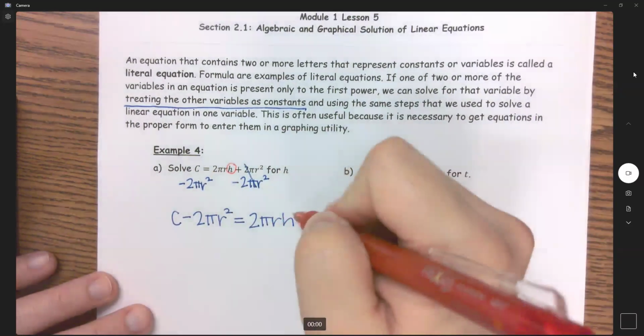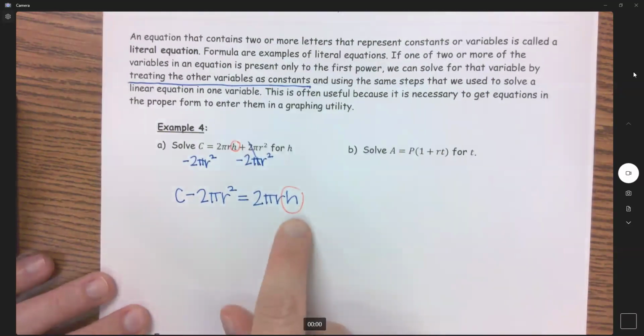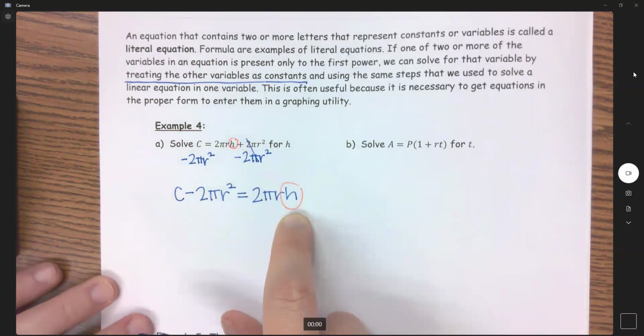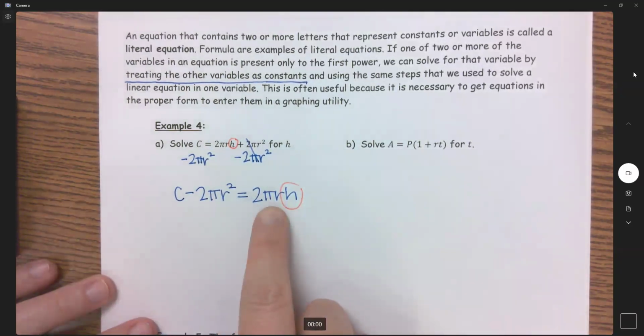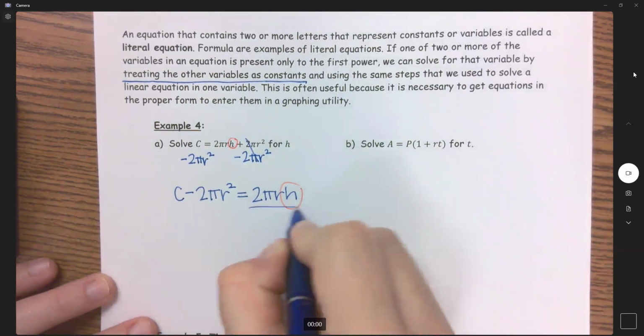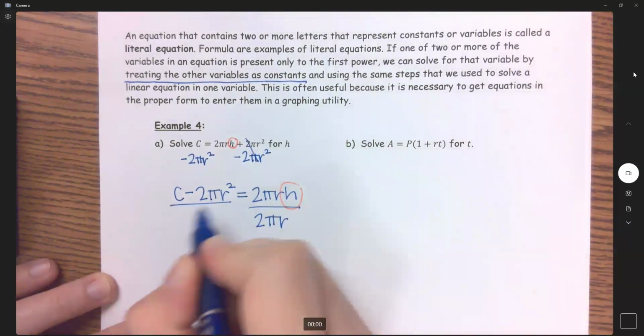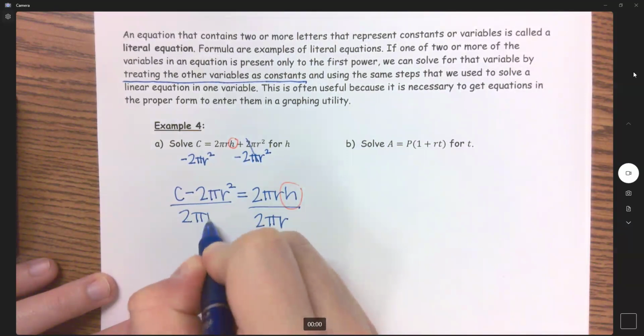Right, I am still solving for this variable here. So what is happening between this variable that I'm solving for and 2 pi r? Those are all being multiplied together. So the opposite of multiplication is division. So I'm going to divide both sides by 2 pi r.